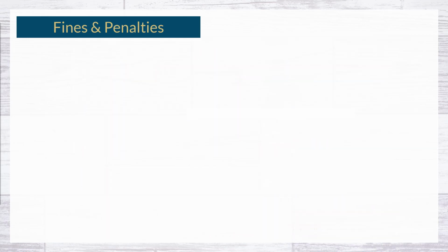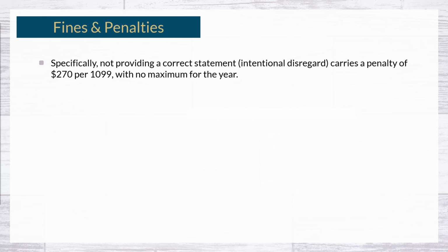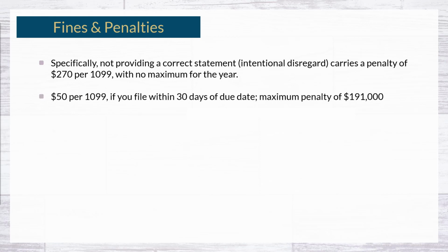It pays to mind the tax filing deadlines as well. Late filings of mandatory 1099s could lead to penalties ranging from $50 to $100 per 1099, with a maximum of $547,000 a year for your small business. The amount of the penalty is based on when you file the correct information as follows. Specifically not providing a correct statement, an intentional disregard carries a penalty of $270 per 1099 with no maximum for the year. $50 per 1099 if you file within 30 days of the due date.